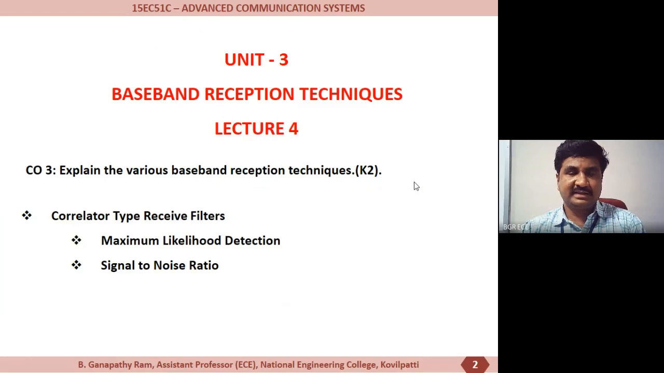In the previous lecture, we have discussed the correlator type receive filter and its basic architecture. In this lecture, the maximum likelihood detection using correlator type receive filter will be discussed, and also the signal to noise ratio will be described.